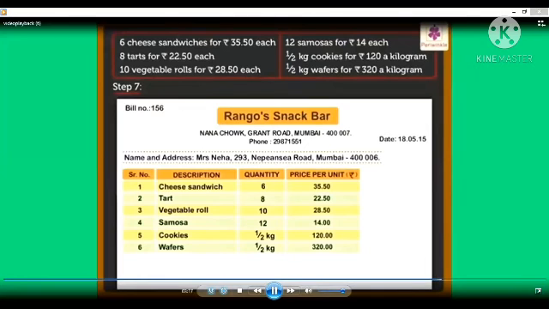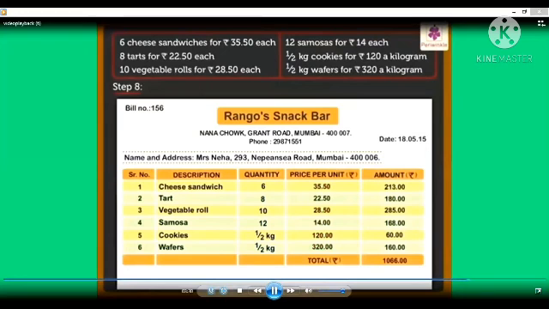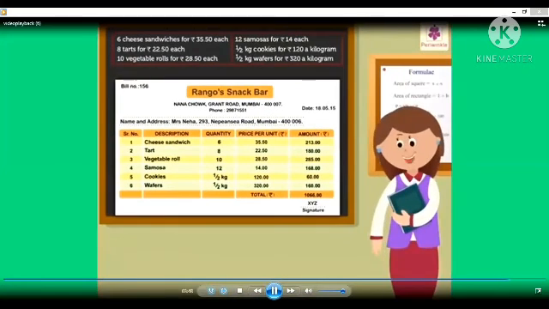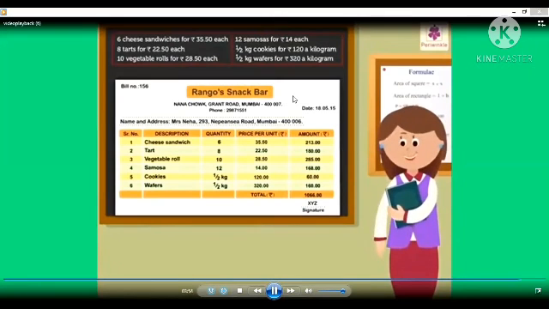Step 7. Now multiply cost of each item with its quantity to get the total cost of each item. Step 8. Now add amount of all the items purchased to get the grand total. Lastly, step 9. Signature of the designated authority from the shop. And look, the bill is ready. Kids, wasn't it easy learning about bills? Why don't you all prepare a few bills and practice?